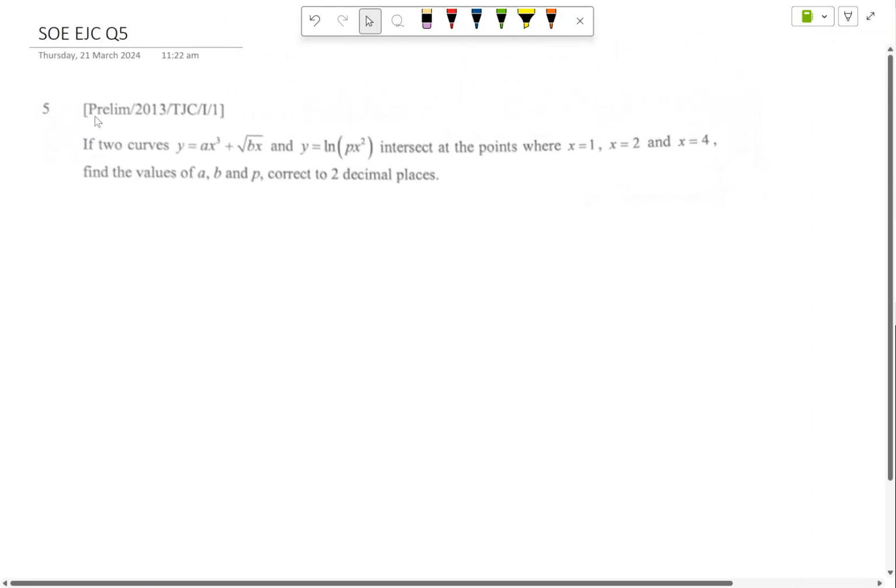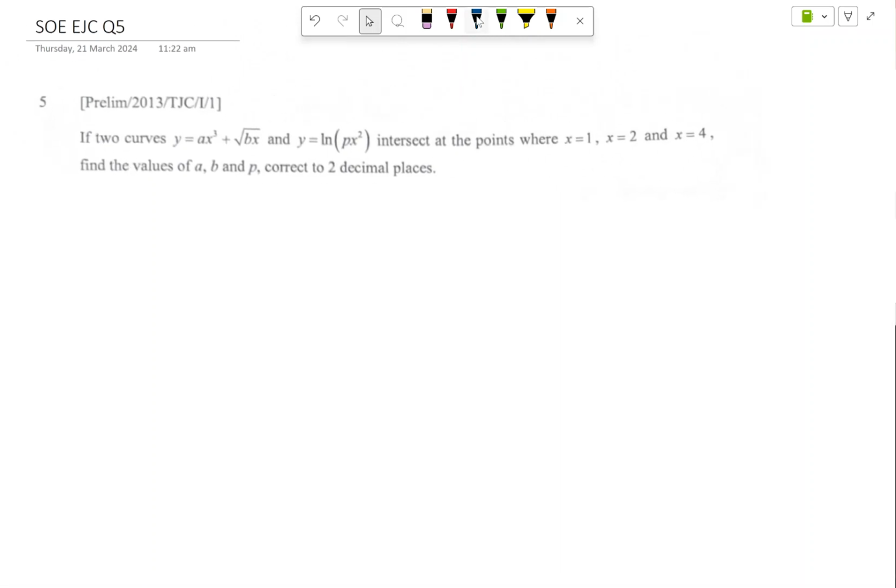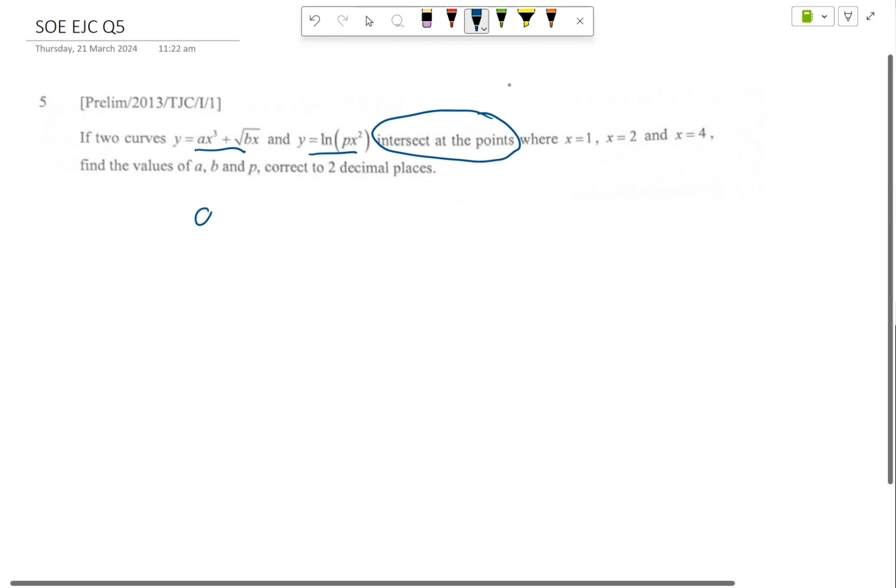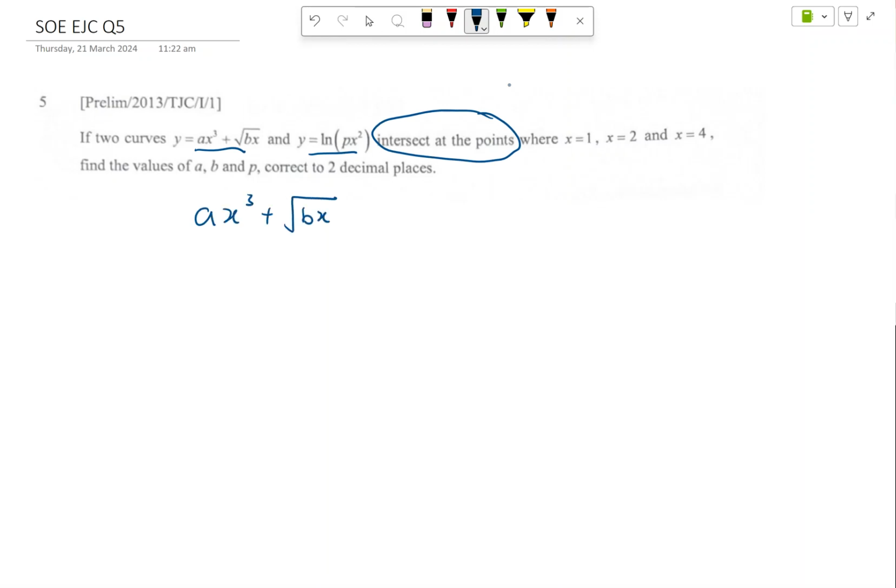For this question in EJC tutorial question 5, you need to know how to substitute the variables with a new variable as well as use our law of logarithm. There are two equations here, equation 1 and equation 2, and they intersect at a point. When they intersect at a point, it just means simultaneously they satisfy each other. So you equate these two to each other first.